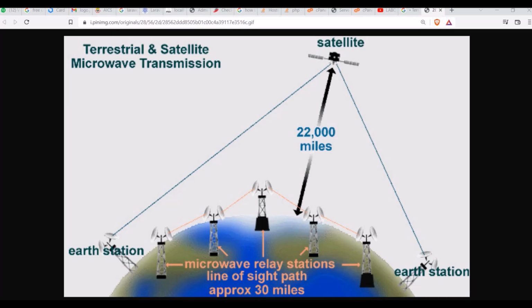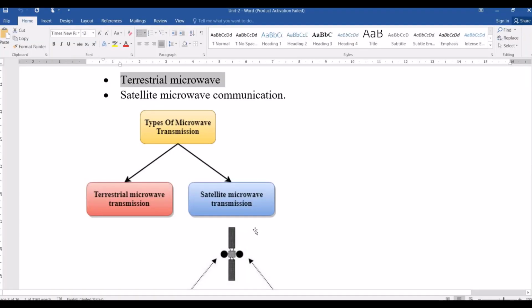Then it settles up there, and we have an earth station uplinking to the satellite. Then it is sent to another ground station. This is the downlink; uplink and downlink are both there. So this is an example of terrestrial and satellite microwave transmissions.